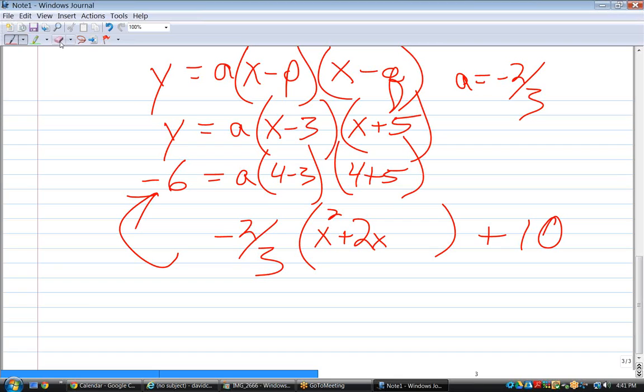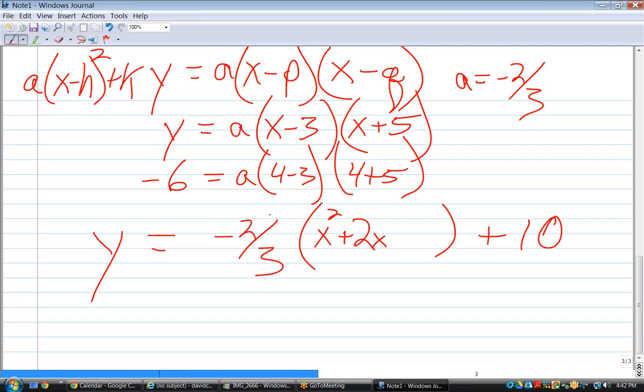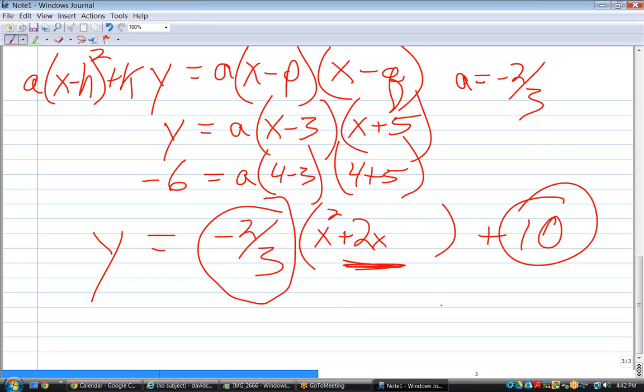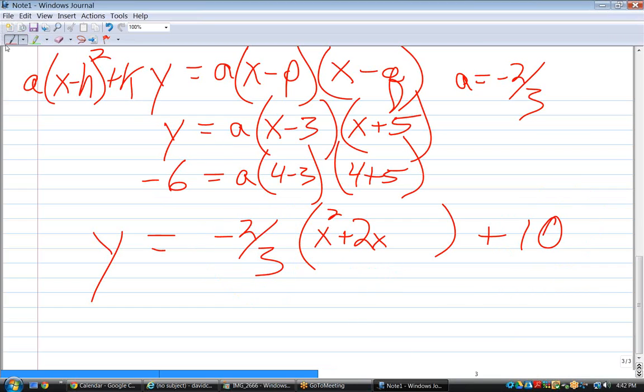In other words, we're very close to vertex format now, right? Vertex format is a times x minus h squared plus k. Well, here's an a. I'm going to turn that into an x minus h squared as soon as I complete the square, and then we'll have k over there. So let's complete the square just inside the parentheses.